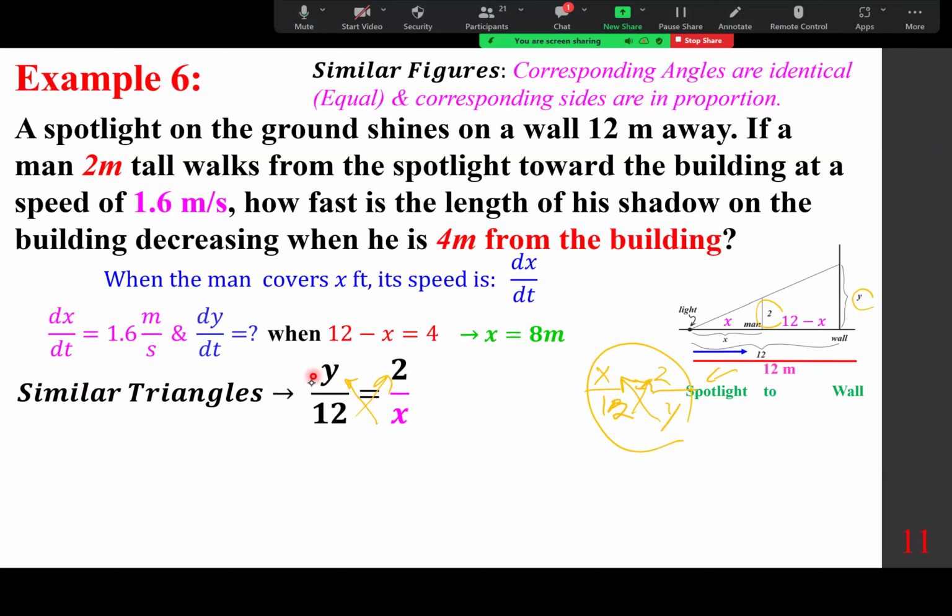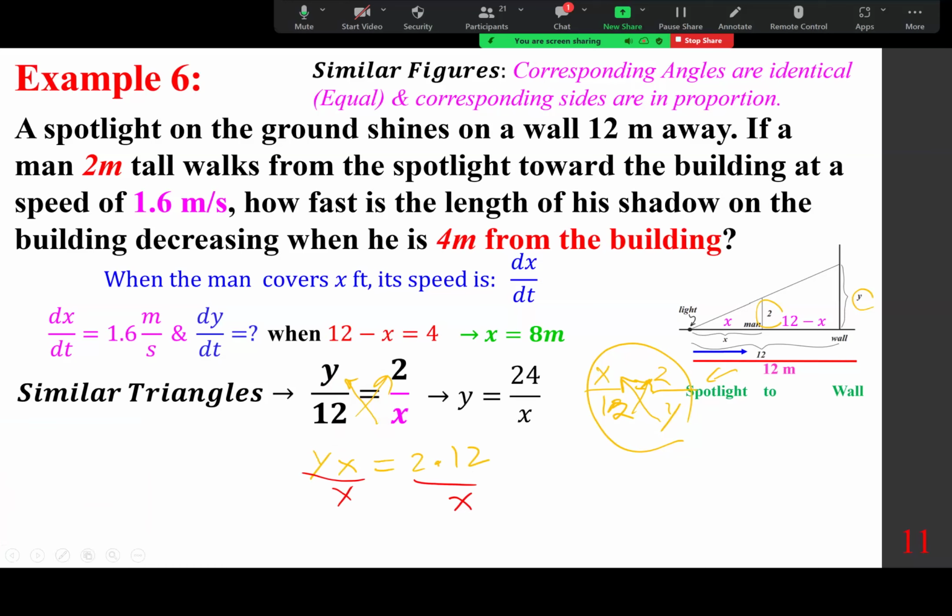We have dx/dt and we want dy/dt. All you have to do is solve for y. So to solve for y, we can multiply the 12 by 2 and keep the y. Let me write this. y times x is 2 times 12. So basically divide by x, you get y equals 24 over x. This is elementary algebra class, you know that.